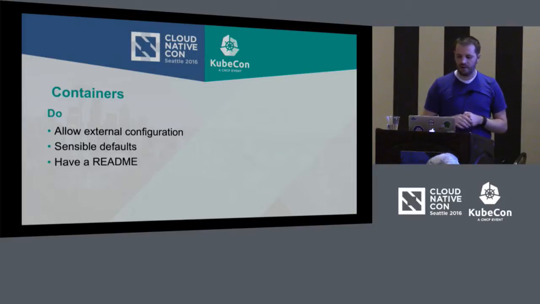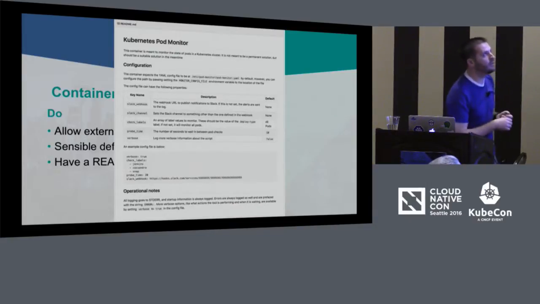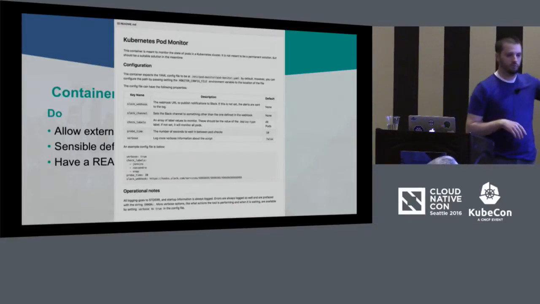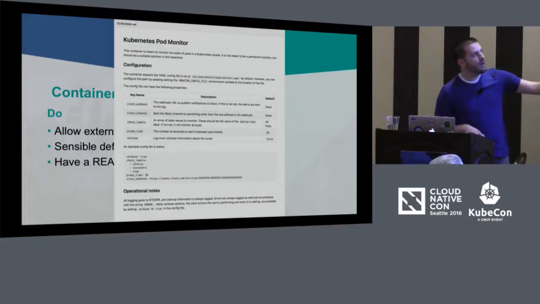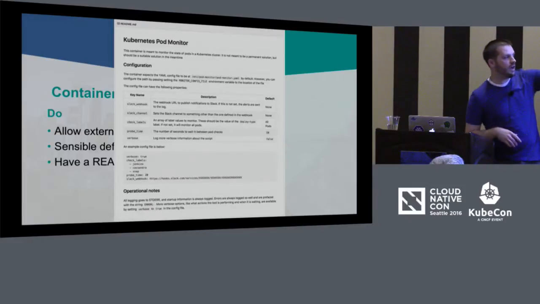We also had the idea of having a README. Now I'll show an example of what I mean by a README. This is a pod monitor we created that I'll show some of the code for later. But I wanted to show what we did. In this case, I've documented every single part of the config file and shown an example of the config file. So it has a description of what it's doing, if there's a default, and what the behavior is.